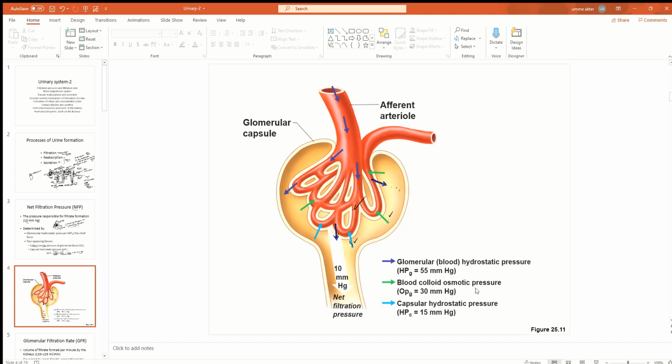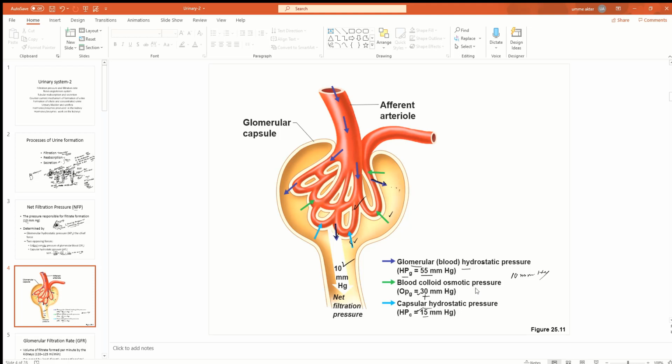Okay, so here the glomerular hydrostatic pressure is 55 millimeter of mercury, that is trying to cause filtration, and colloid osmotic pressure is 30 millimeter, and capsular hydrostatic pressure 15. So if you add these two, 30 and 15, 45. So 55 minus 45 is 10 millimeter of mercury. Okay, so that is the pressure causing filtration, net filtration pressure.